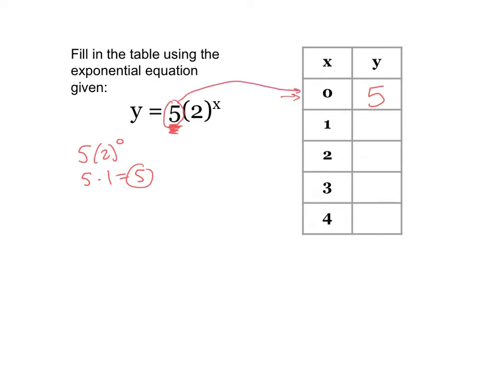Now, for when x is 1, we're going to plug a 1 in for the exponent. So it would be 5 times 2 to the first. And then remember our order of operations, we have to do exponents first. So we would do 2 to the first, which would be 2. So this would be 5 times 2 is 10. And then for the second term, we'd plug in a 2. So now I'm looking for the second term. So I would do 5 times 2 to the second. And again, we do exponents first. So 2 to the second is 4. So it'd be 5 times 4 is 20.